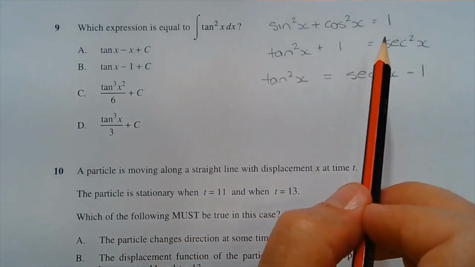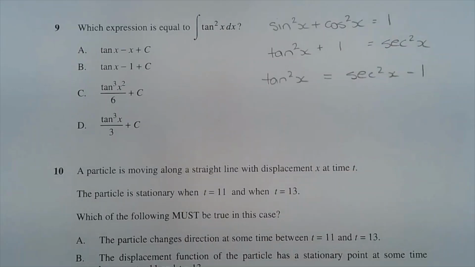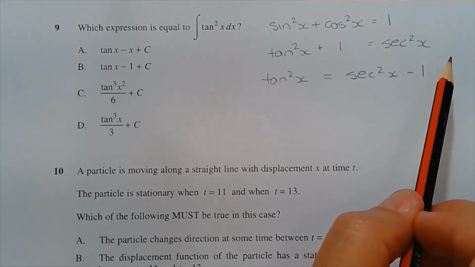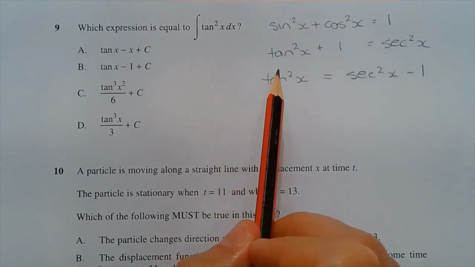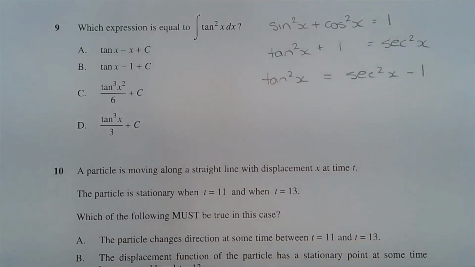x. And we can certainly integrate sec squared x since the derivative of tan x is sec squared x, hence the antiderivative of sec squared x is tan x. So rearranging this equation to make tan squared x the subject of the formula, we have tan squared x is equal to sec squared x minus 1.